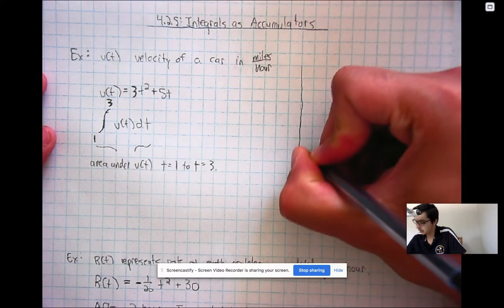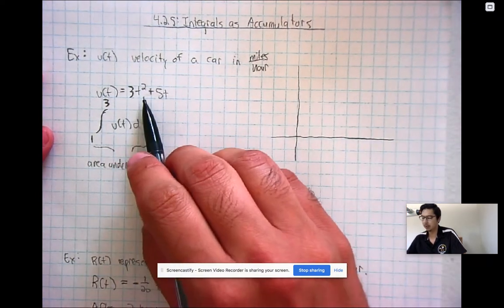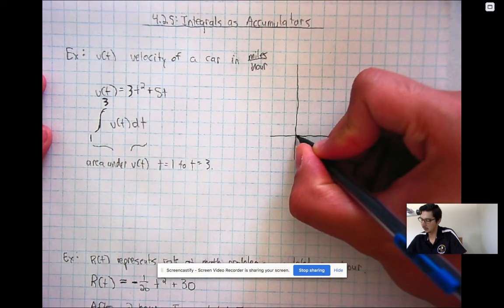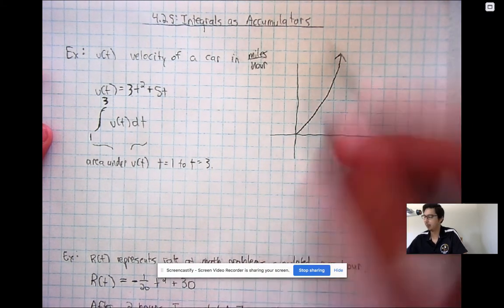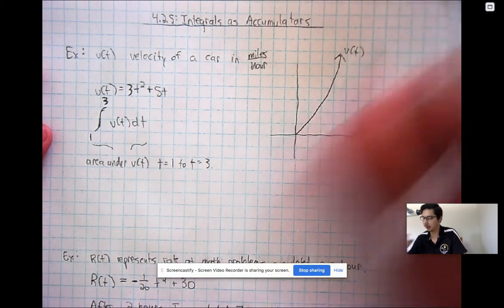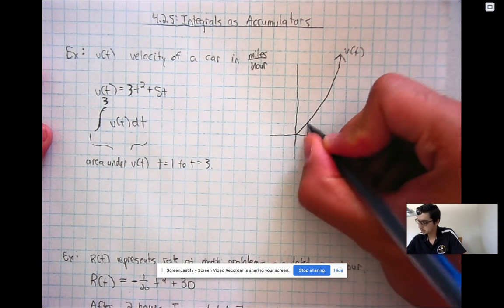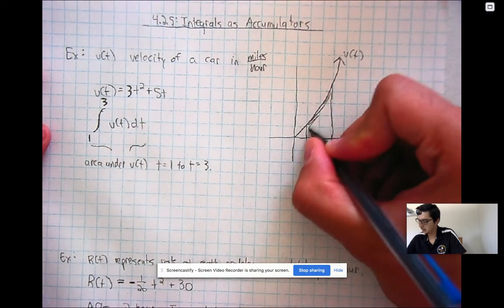I'll draw a graph out here. This is a parabola where one root is 0, so I think it's going to look something like this. Probably a little bit steeper, but it's okay for our purposes to understand this. And it's going from 1 to 3. We're finding the area under the curve of this graph here.